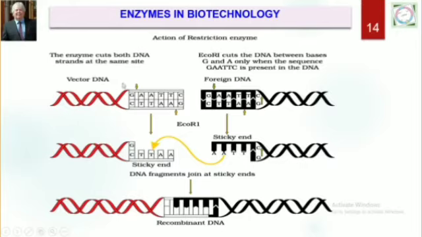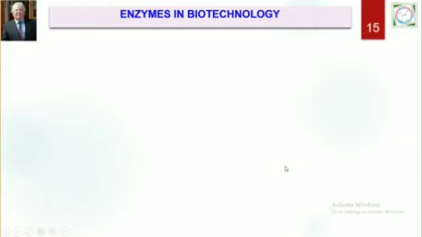This is the vector DNA. You see GAA-TTC, and the foreign DNA at the same site, right? Both sticky ends are produced on the vector DNA as well as on the foreign DNA. Now it facilitates complementary bonding of these two, thereby creating a recombinant DNA molecule. This is what was most significant, creation of a recombinant DNA molecule. The joining points, right?